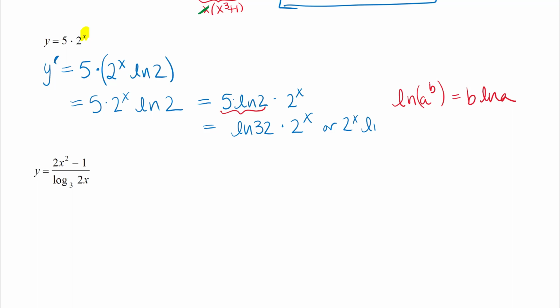Okay, so any of those things that I have for the y prime equals, any of those things would be okay answers. You could just leave it like we had at the beginning, or do however many steps of simplifying you decide is appropriate to do.